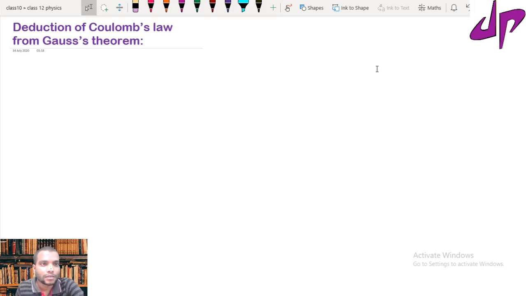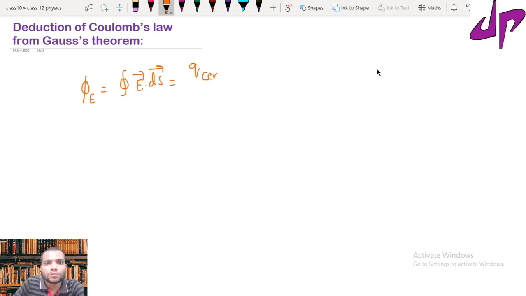Hi guys, let us deduce Coulomb's law from Gauss theorem. So we just learned about Gauss theorem. The Gauss theorem says the electric flux phi_E equals the closed integral of E bar dot dS bar, which is equal to the charge enclosed, q by epsilon naught. So this is Gauss's theorem.